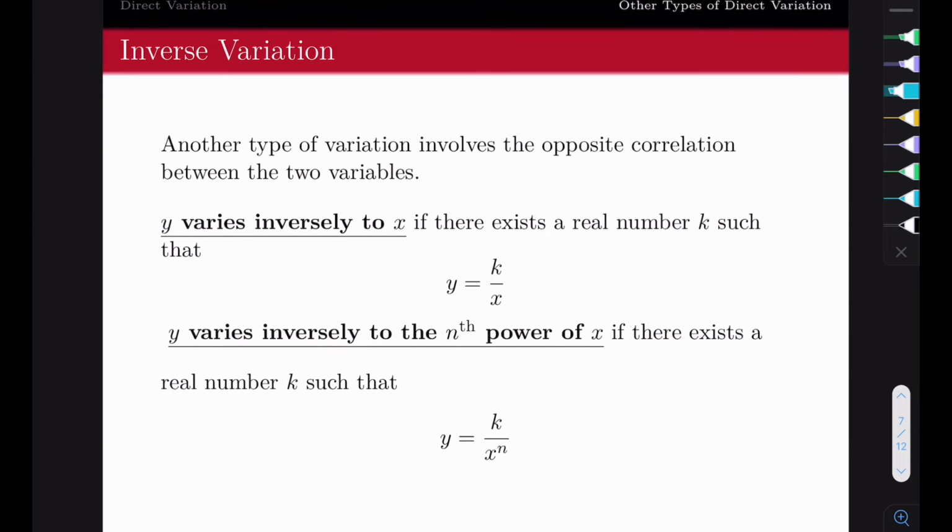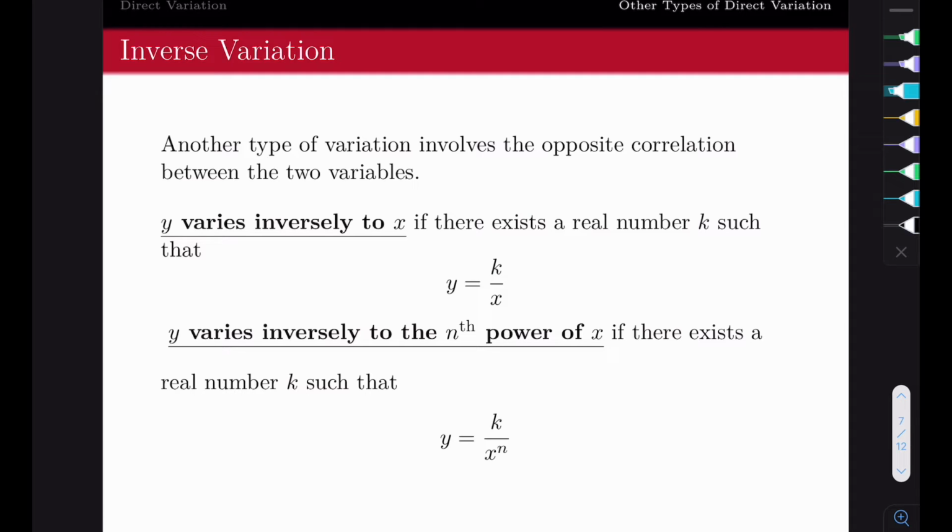The other type of variation is inverse. If you think of the word inverse, it's kind of like the opposite. Inverse usually means it's something in the denominator. So there's an opposite correlation between those two variables. Essentially, as one increases, the other is going to decrease instead, or vice versa.